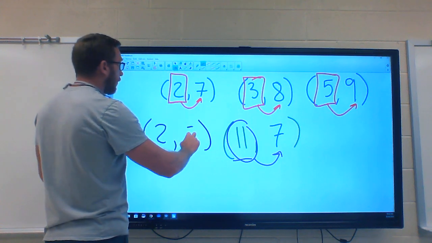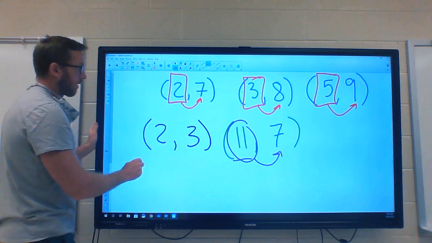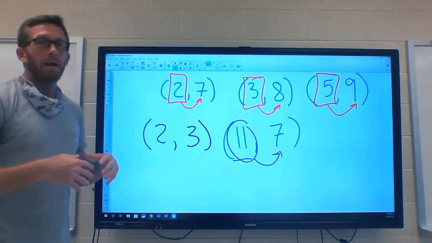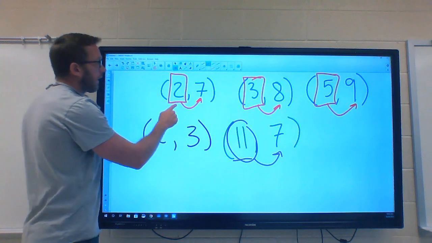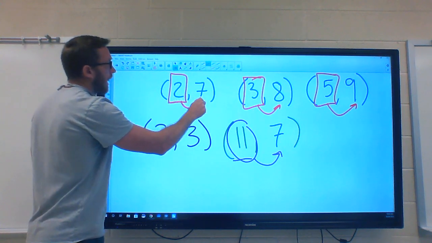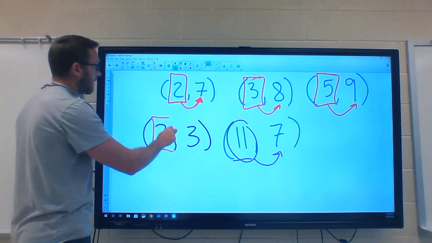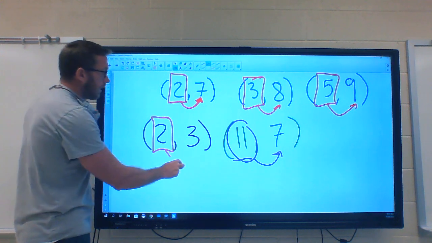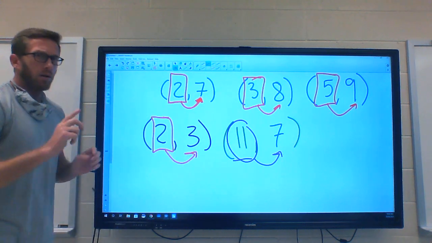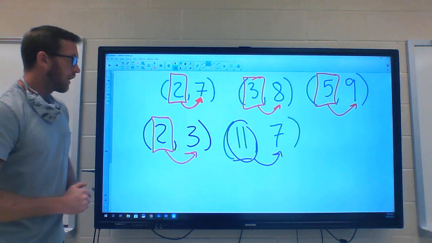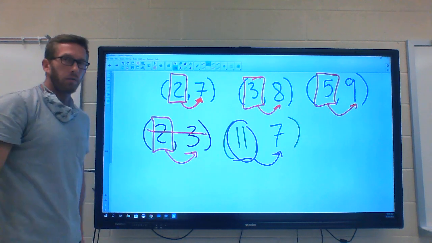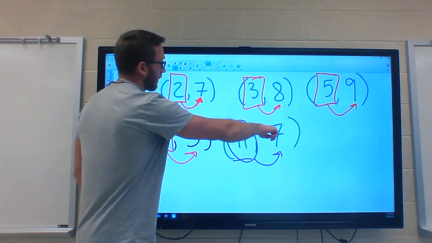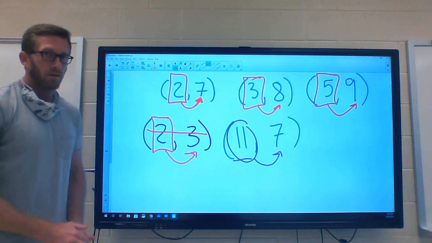What we cannot have happen is introduce a new point and say 2 leads to an output of 3. This would be wrong, or this would make it a relation and no longer a function, because we already declared here that 2 leads to an output of 7. So we cannot then say 2 leads to an output of 3. That does not make sense, because we already said 2 leads to 7. However, 11 can lead to an output of 7.